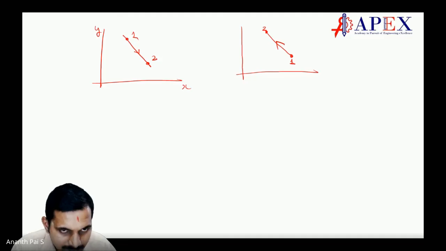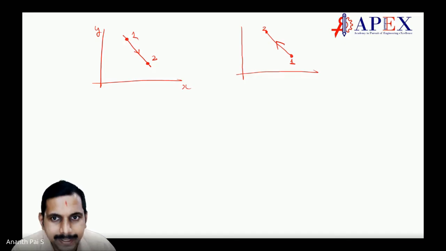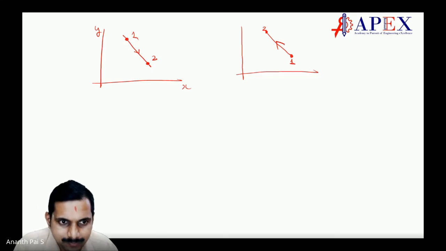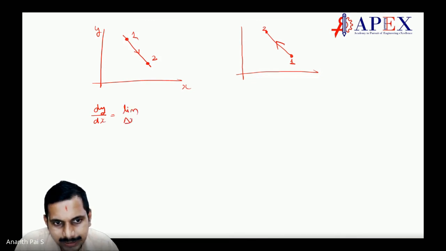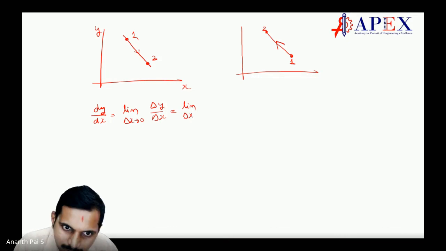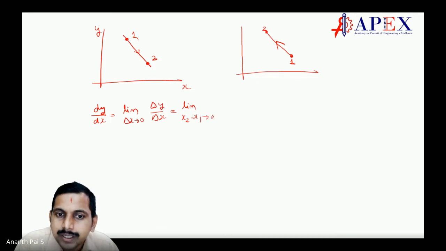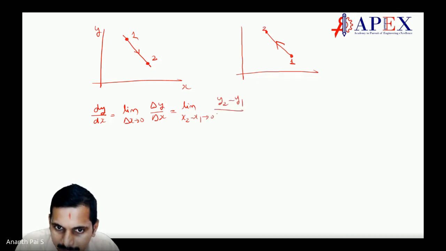One doubt, sir. The direction can be anything, but the calculation of slope remains the same. We should take the upper points only, right? Yes, always dy by dx is equal to limit delta x tending to 0, delta y by delta x. What is delta y? That is limit delta x tending to 0, or we can say x2 minus x1 tending to 0, of y2 minus y1 divided by x2 minus x1. Make sense?